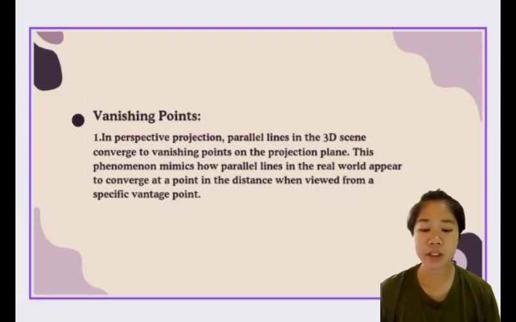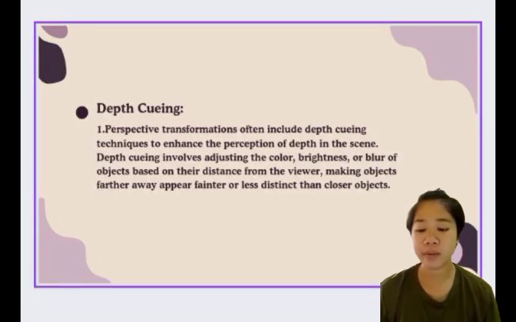Vanishing points. In perspective projection, parallel lines in the 3D scene converge to vanishing points on the projection plane. This phenomenon mimics how parallel lines in the real world appear to converge at a point in the distance when viewed from a specific vantage point.